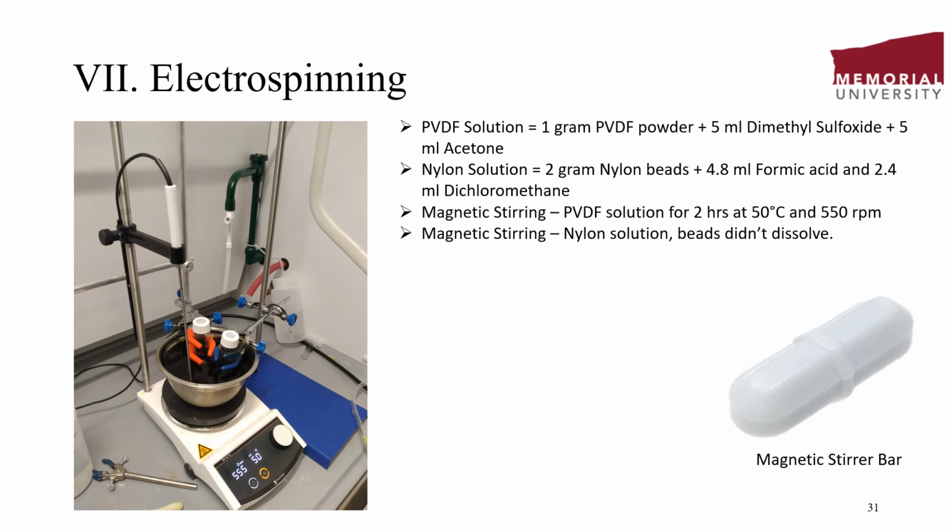Following the PVDF solution, we carried out the same procedure for the nylon 11 beads, where we took 4.58 ml of formic acid and 2.4 ml of dichloromethane, mixed them with the nylon beads, put the mixture in a vial and placed it in the same magnetic stirring equipment. After 2 hours, we found that the PVDF powder was dissolved and it was a perfect solution to insert in the syringe. For the nylon solution, we found that the beads were not dissolved and it was not ready to be poured into the syringe to form a nanofiber.